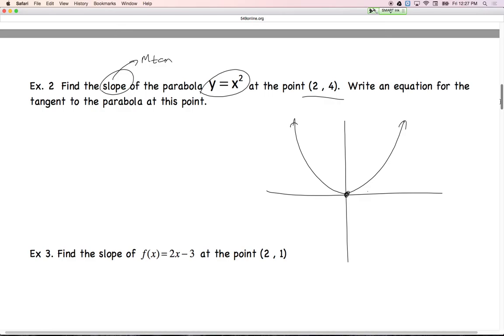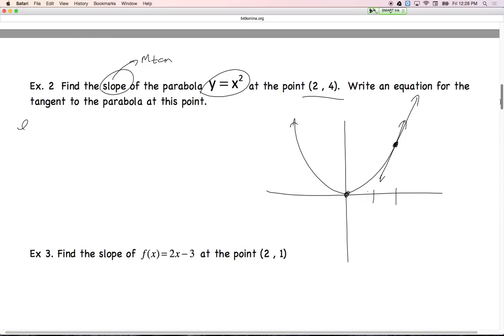So the point (2, 4) is up here. I'm interested in the slope of that tangent line. Now I already told you what will calculate the slope at any point on the graph. What formula will calculate the slope at any point on the graph? The slope of the secant with the what in front of it? The limit in front of it.